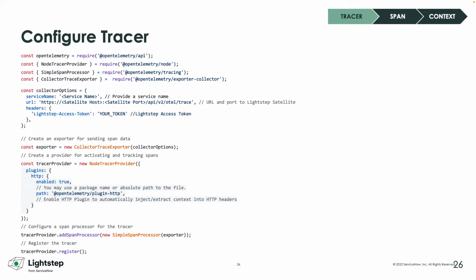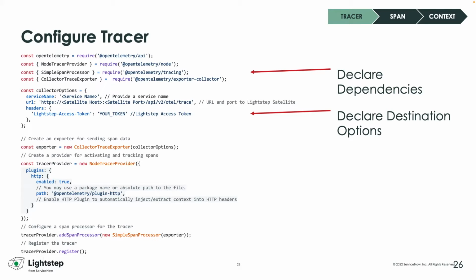This is an example of how you can create a tracer with Node.js code. You can see first that you should declare dependencies, meaning the OpenTelemetry libraries that you want to use. Then you will declare where you want to send your traces and metrics. Typically here we send it to a Lightstep satellite, but most of the time you will send it to an OpenTelemetry collector.